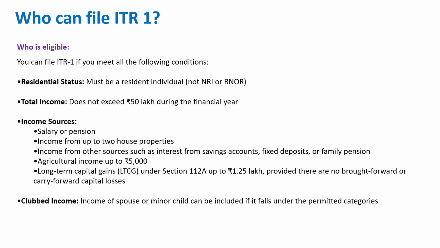Long-term capital gain under section 112A up to 1.25 lakhs, provided there are no brought forward or carry forward capital losses. That means if you have sold some shares or mutual funds and the income is less than 1.25 lakhs, which is generally exempted, then you can use ITR 1. And the last is clubbed income. Income of spouse or minor child can be included if it falls under the permitted categories. So if you fulfill these conditions, then you are eligible to file ITR 1.